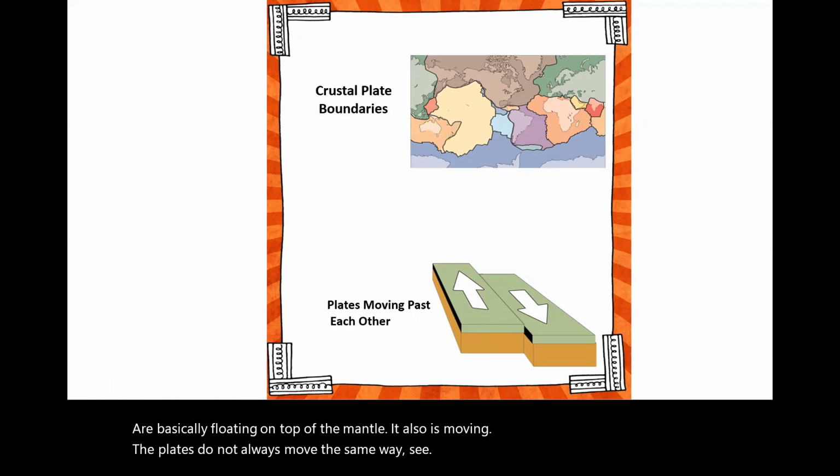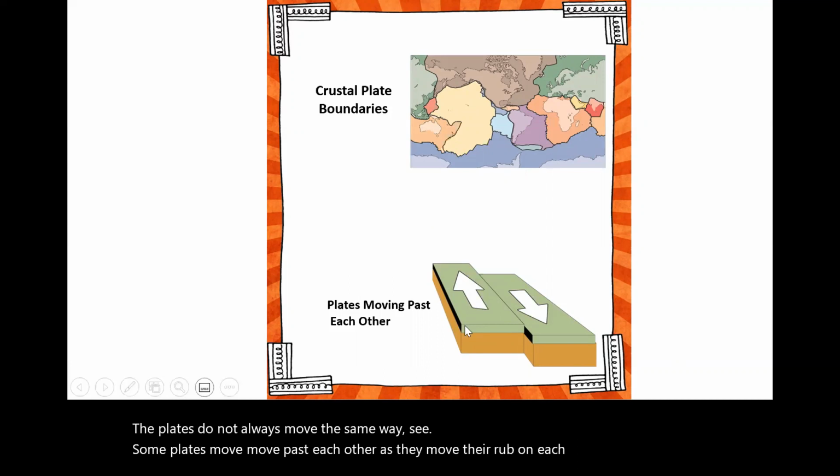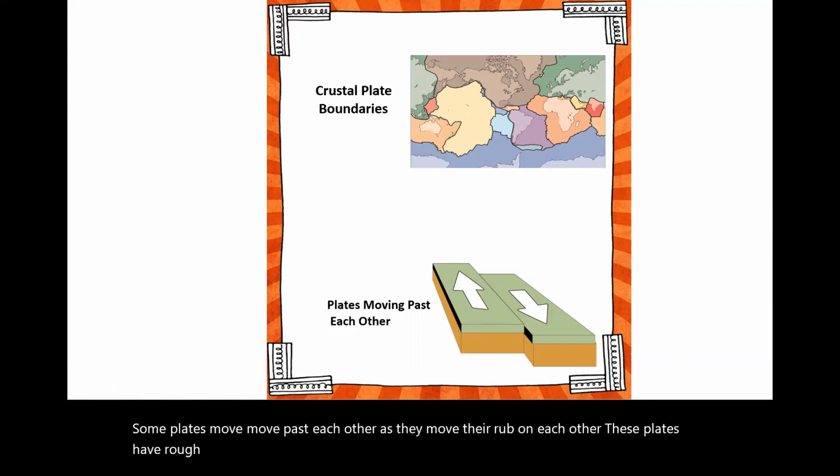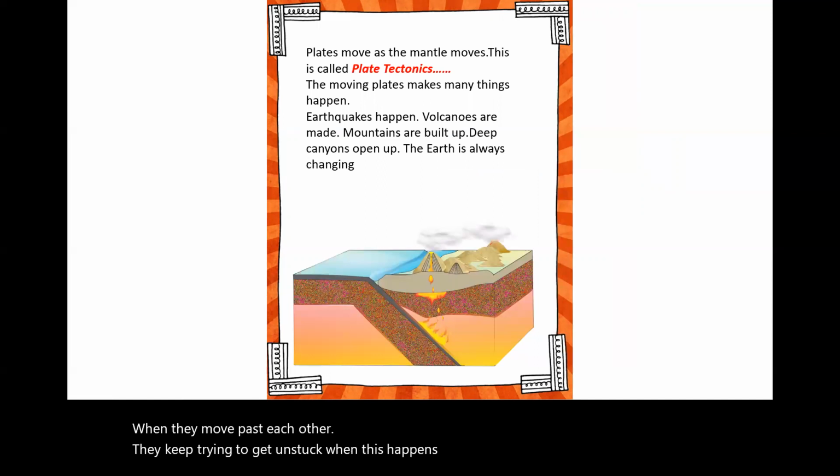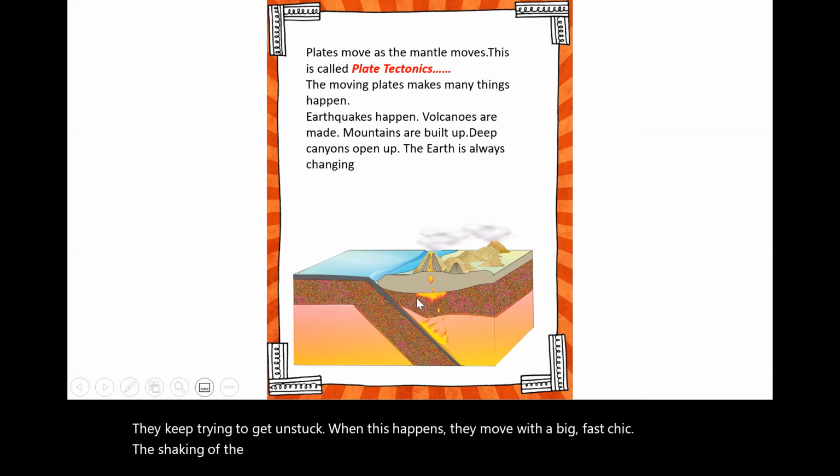Some plates move past each other. As they move, they rub on each other. These plates have rough edges. They get stuck when they move past each other. They keep trying to get unstuck. When this happens, they move with a big, fast shake. The shaking of the Earth is called an earthquake.